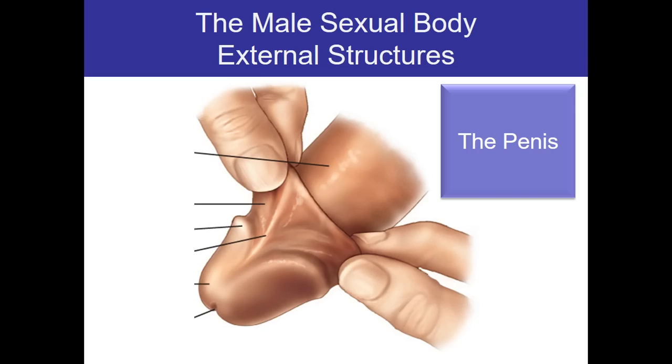Okay, so this is a little diagram that'll show us most of the external structures that comprise the penis. The penile shaft is the area between the body and the head of the penis, and we'll look inside of that later. On an uncircumcised penis, there's a foreskin that can slide forward and cover the glans of the penis. In a circumcised penis, this would be missing.